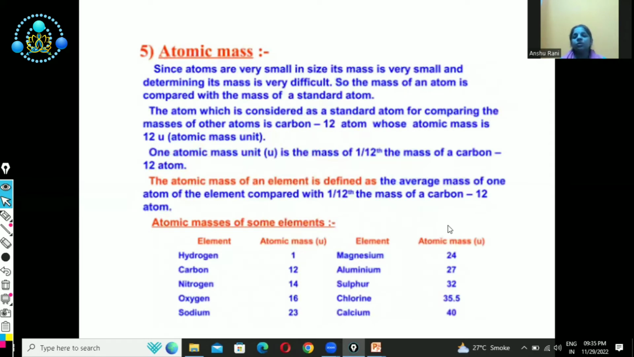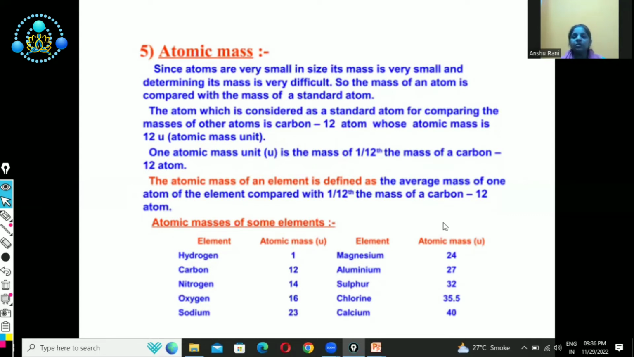Then comes the concept of atomic mass. Here I want to give you one example. Say you are going to a vegetable market and you go to a shop to buy certain things, like mangoes, say, and the shopkeeper does not have any measuring device at that time. So what can he do? What could be the option, right?